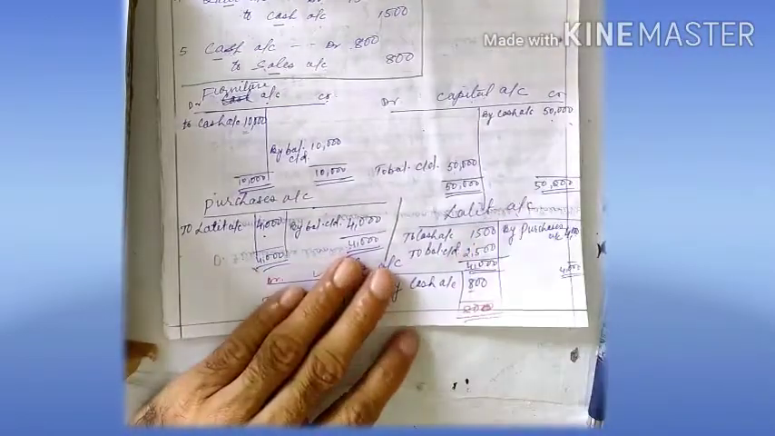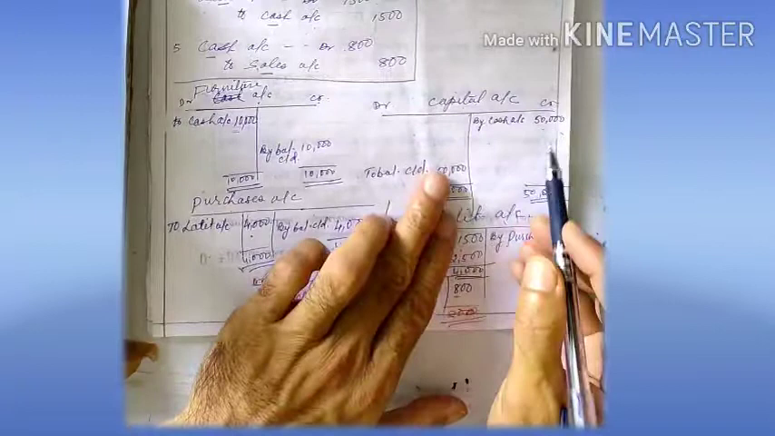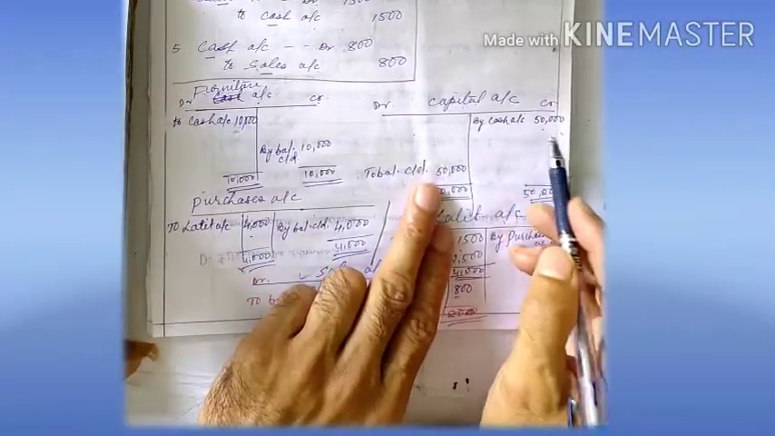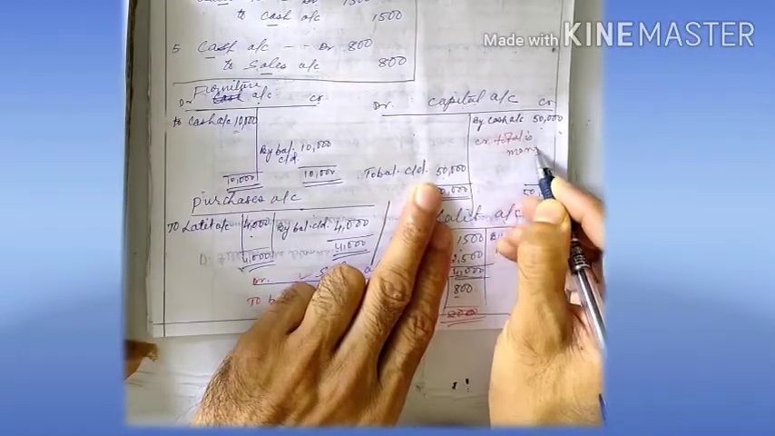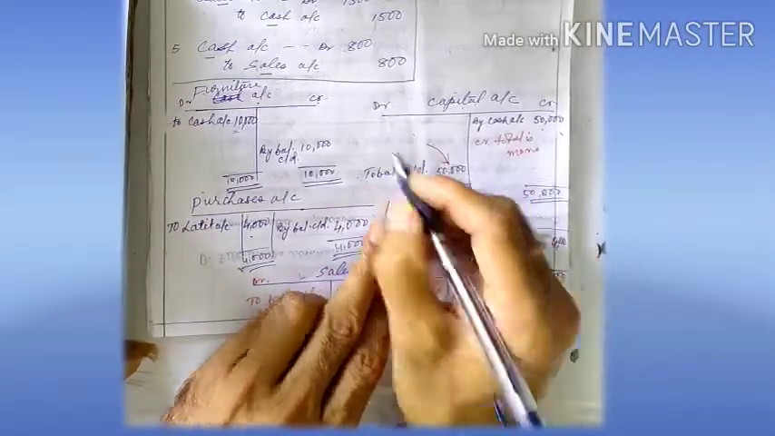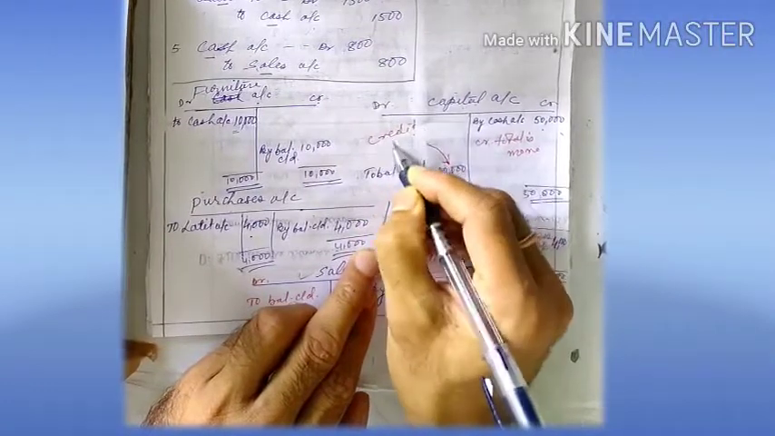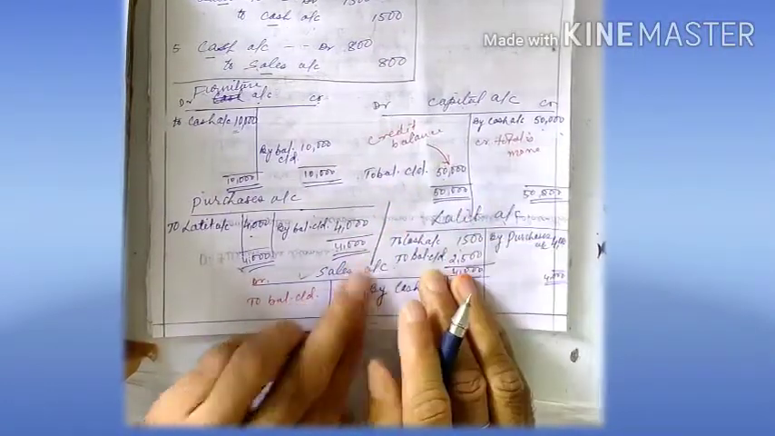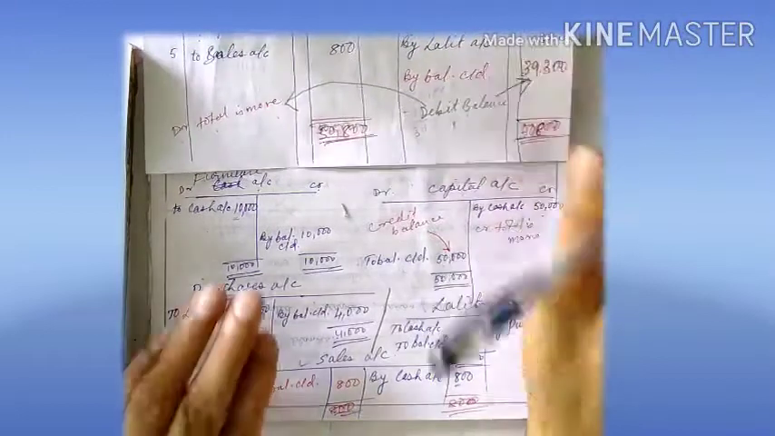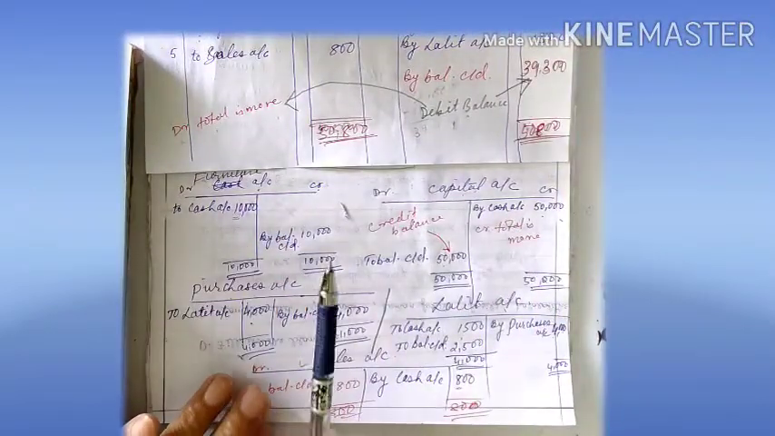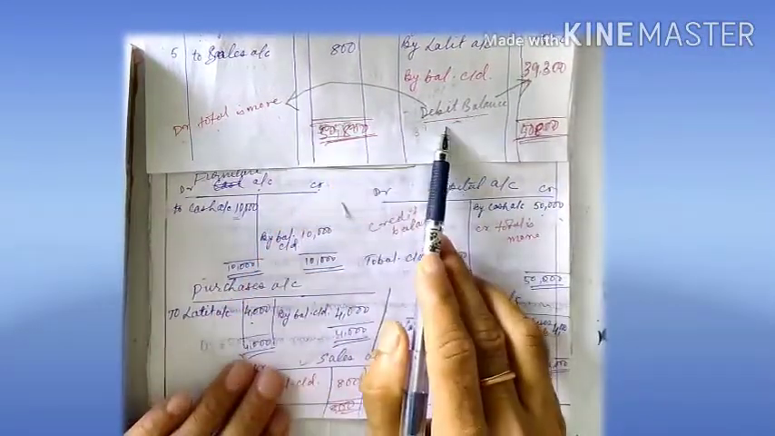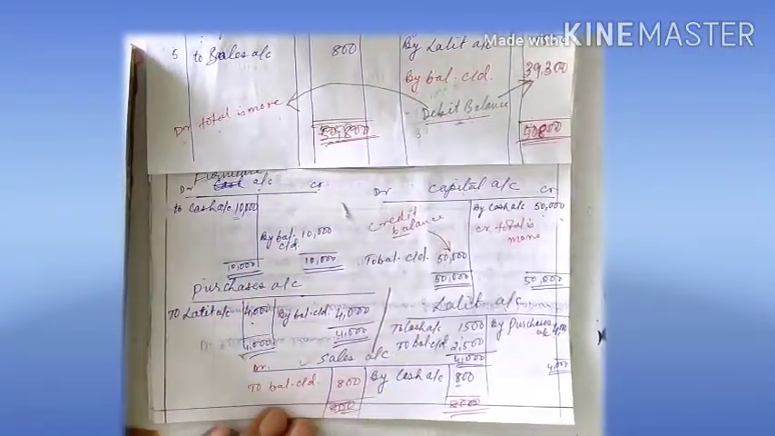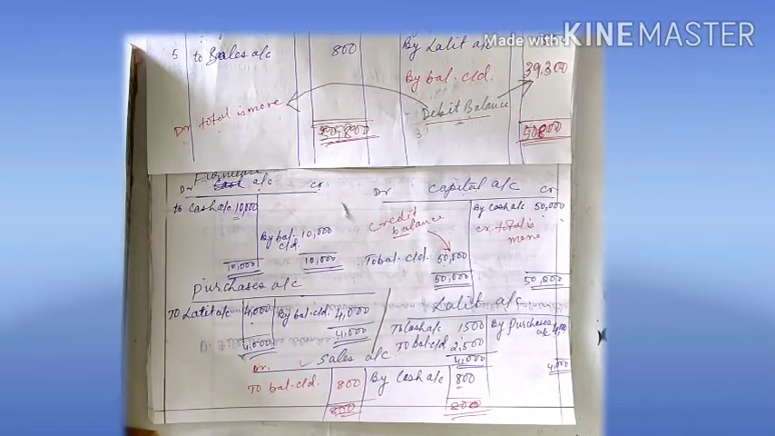Now let's check this capital account here. Capital account, what do we find? We find the credit total is more here. Credit total is more. So this is called credit balance. Okay. So an account will either have debit balance or credit balance. Okay. So this is how we prepare ledger account.